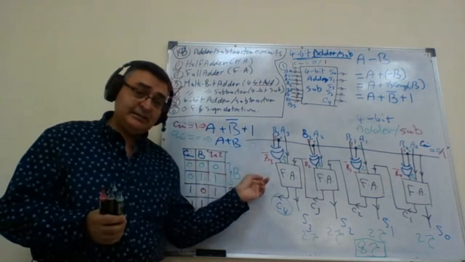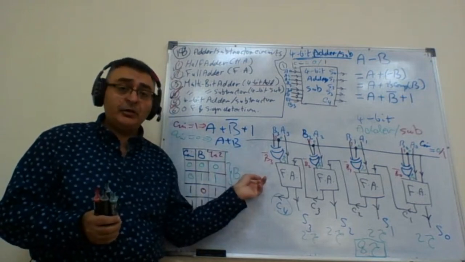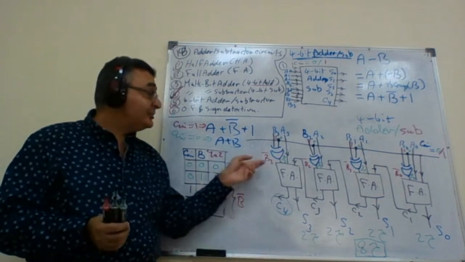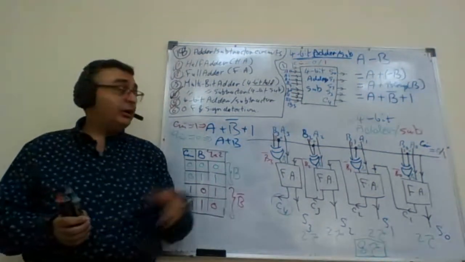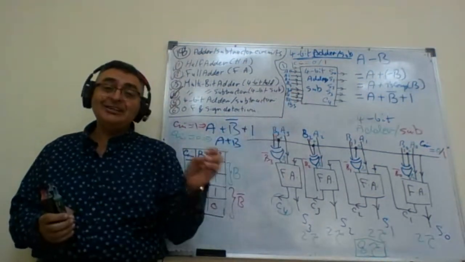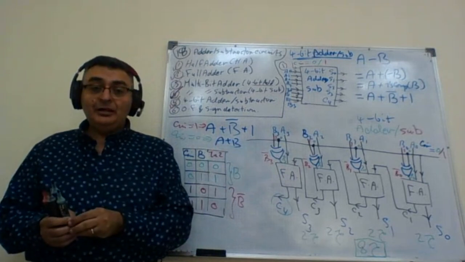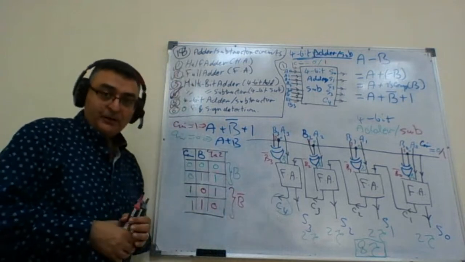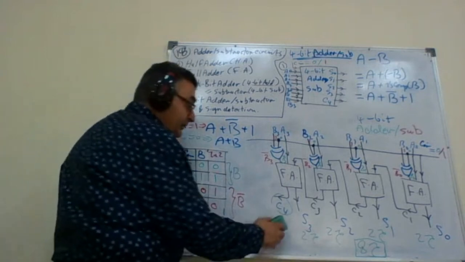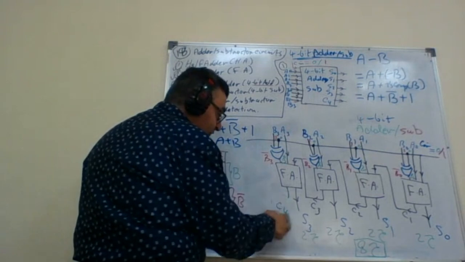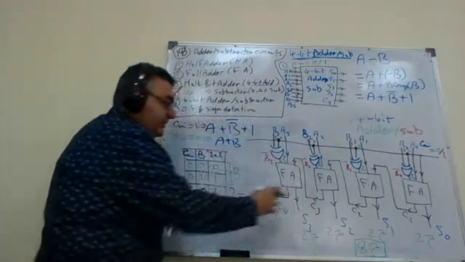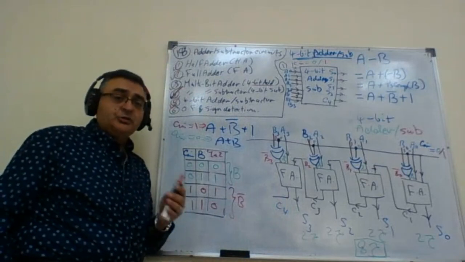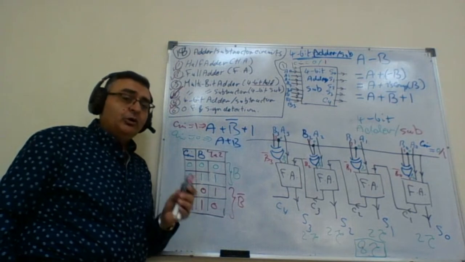If I am using this for unsigned numbers, how can I detect the overflow? It's simply C4. But if I want to detect the overflow, assuming that the numbers A and B are signed 2's complement, how can I build the circuit? Let me do that, and I will leave the sign for you to do at home. Now, I have this circuit, assuming that A and B are signed 2's complement numbers, and I want to detect the overflow.